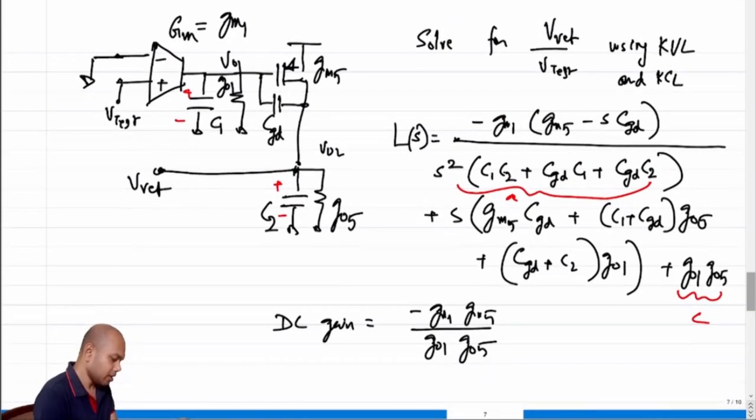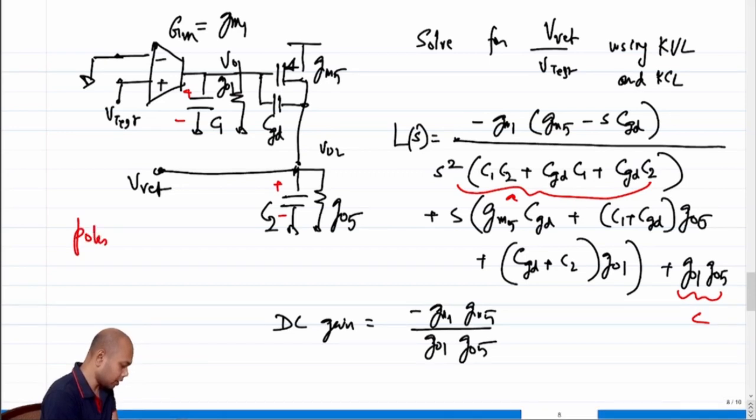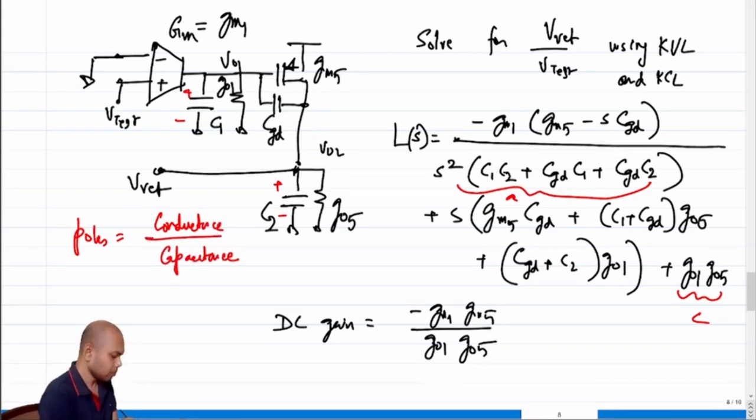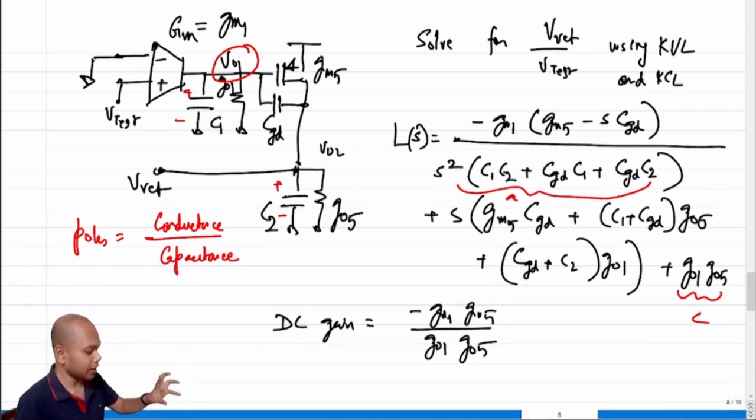So when I am saying our poles are of what form? Poles are generally of the form of some conductance by some capacitance. Correct? So if the conductance is G01, which node am I pointing towards? So clearly it looks like I am pointing towards V01, because I have a conductance G01 connected to it. So the capacitances around G01 should contribute to that pole.